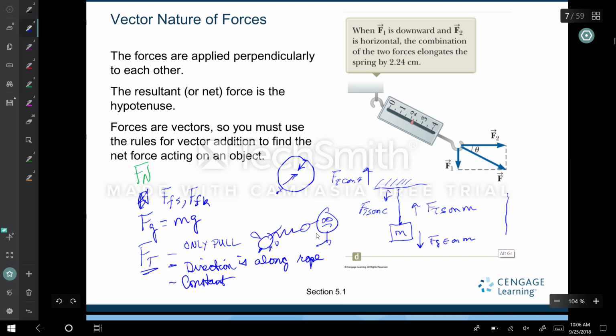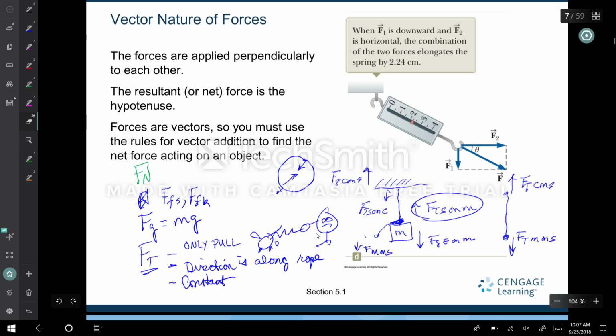Let's look at the string. I have the force of tension of the ceiling on the string, and here I have the force of tension of the mass on the string. I didn't draw that one for this case. Force of mass on string. Force of string on mass. I've got that one. Okay.